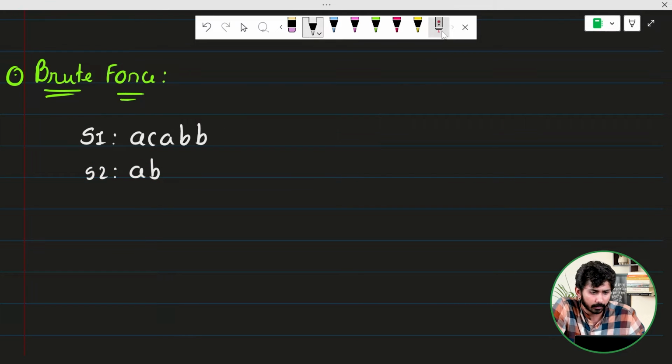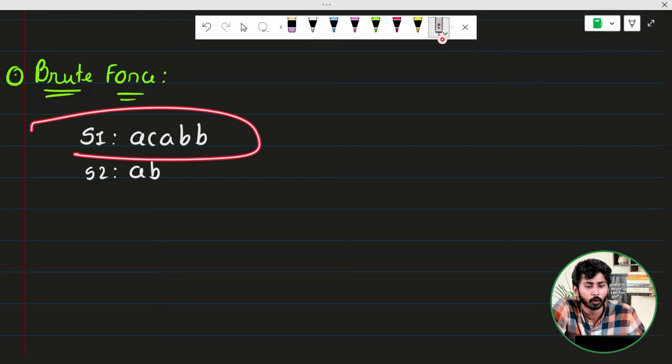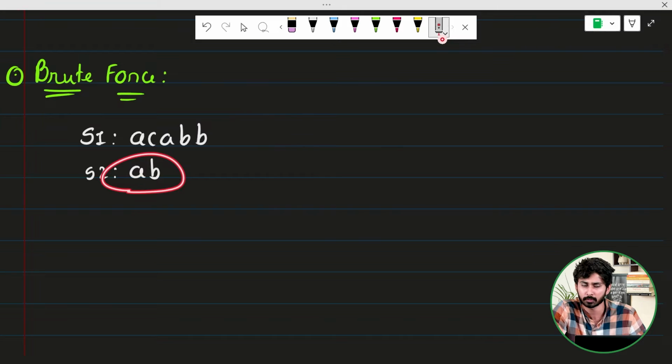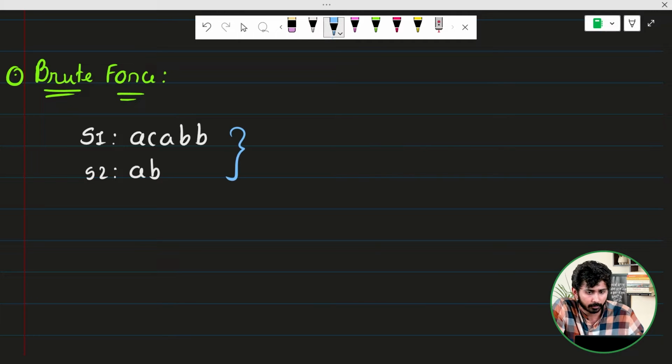Let's try to solve it. I can find all the subsequences of s1 and find out which subsequence is equivalent to s2. There can be so many subsequences, right? So if I try to solve this question, what I will get as my answer, I'll select this a.